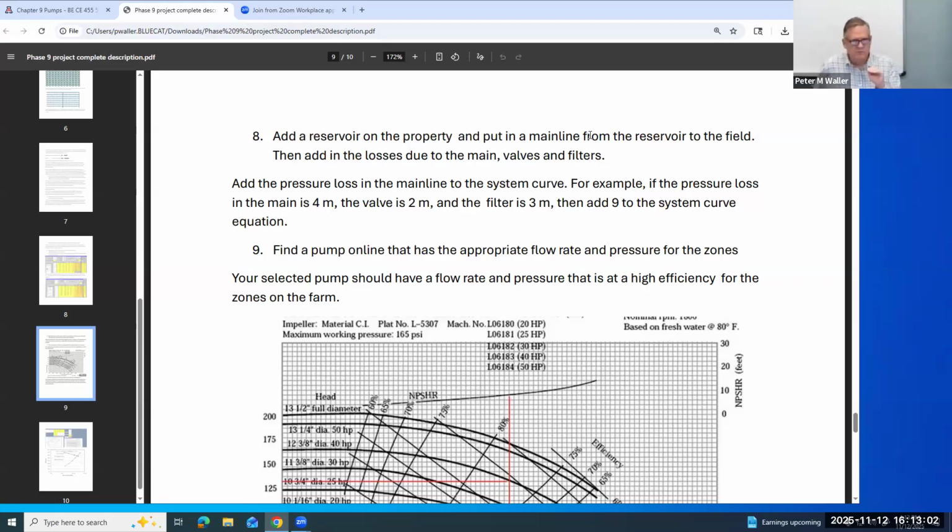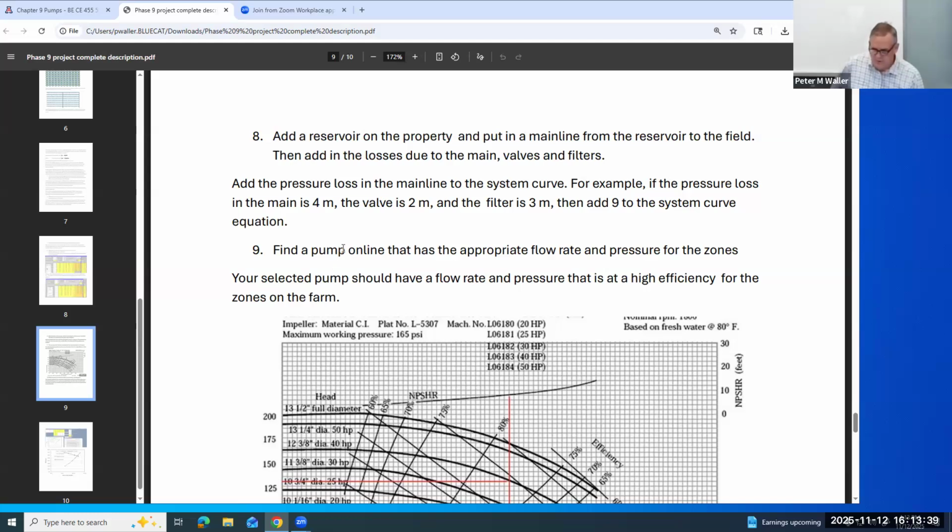So you'll have like a 4 meter pressure loss or 1 meter pressure loss in the main line. You have to add that to your system curve. And also, you might have a 2-meter pressure loss in your valve and a 3-meter pressure loss, and maybe you have a filter, some kind of filter. Maybe you have a sand filter or a sand separator. But if you think you're going to have a filter, you need to add maybe 3 meters of pressure loss in your filter. So if you have the main line, the valve, and the filter, then you'll add 9 meters to your system curve equation.